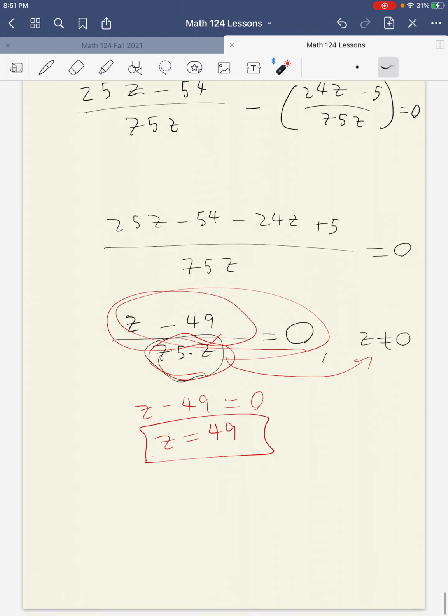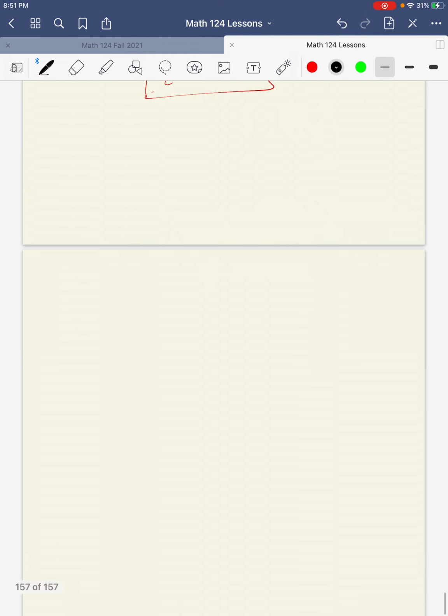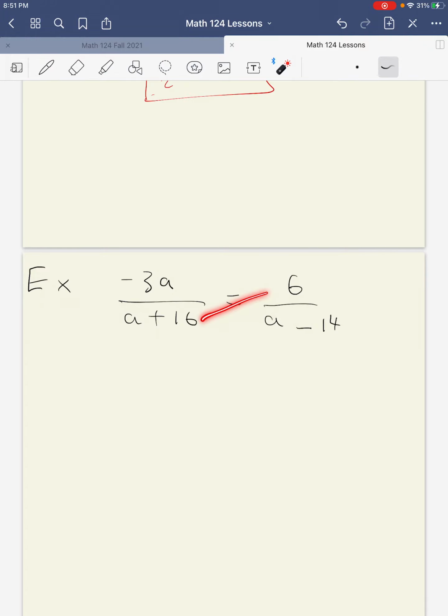Okay, so let's look at some more examples of rational equations. Say we have negative 3a over a plus 16 equals 6 over a minus 14. So we want to solve for a. Okay, we need a common denominator, or since we only have two terms, it's basically like the cross multiplication thing you learned in grade school.